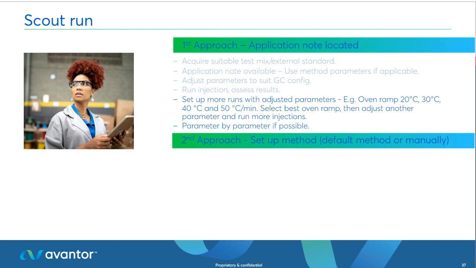So usually you'd start with 1 parameter and work through that. For example, the oven ramp. You can do a few different settings. You can do 20 degrees on 1 injection, then 30, 40, 50 degrees per minute. Run those injections, select the best oven ramp, and then you can move on to a different parameter and run more injections and repeat. We try to change it parameter by parameter if possible.